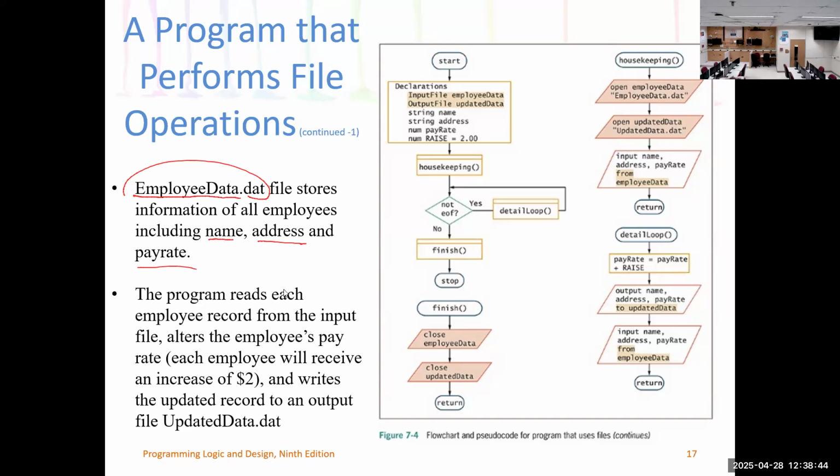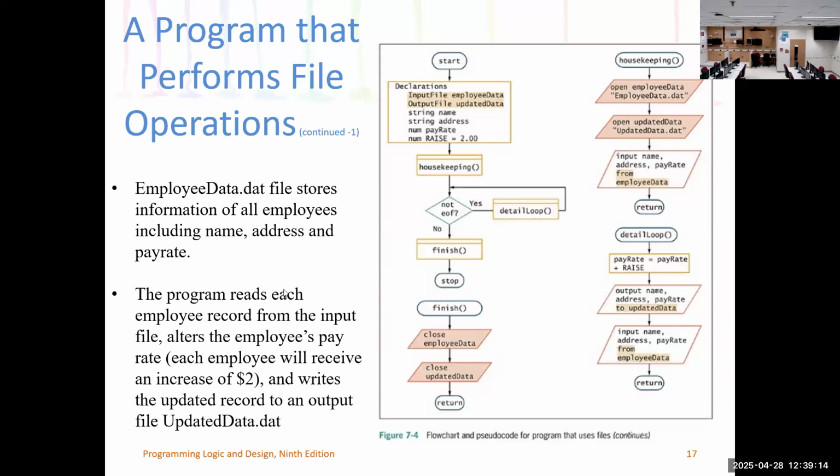Now the program. I want to read in each employee record from the input file and change the employee pay rate. Think about it as a promotion. Each of them receives an increase of 2. If I have a pay rate of 10, now I have 12. If I have 8, I change it to 10. So basically that's the process.